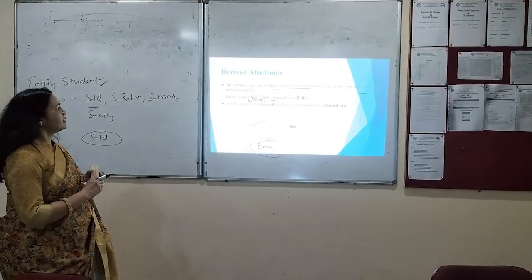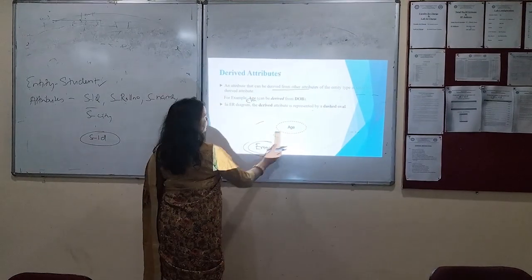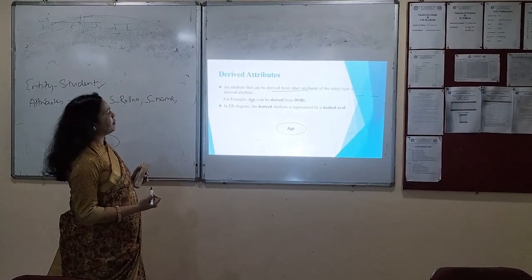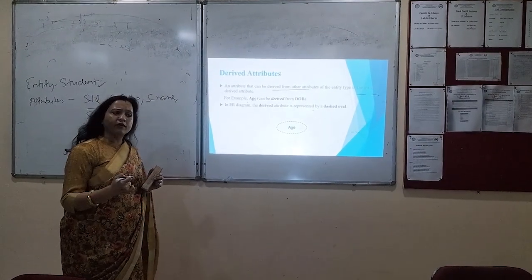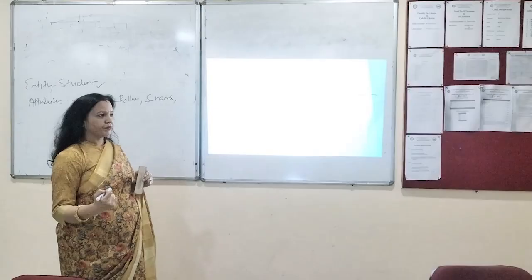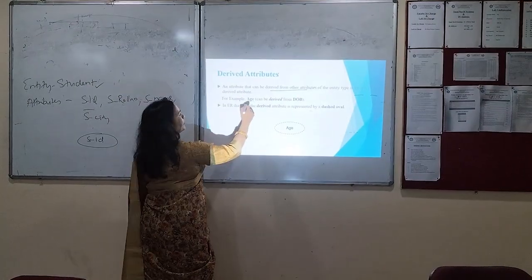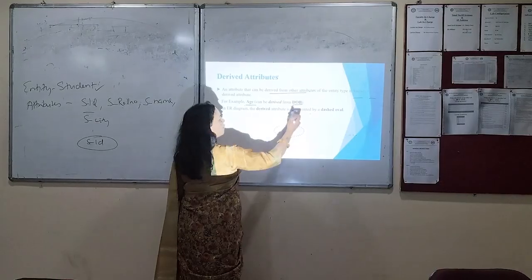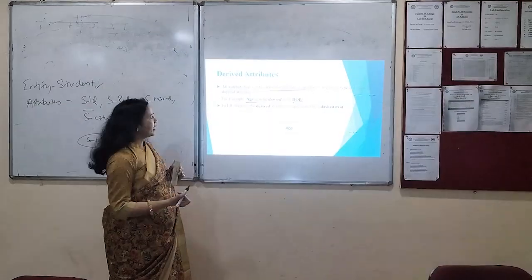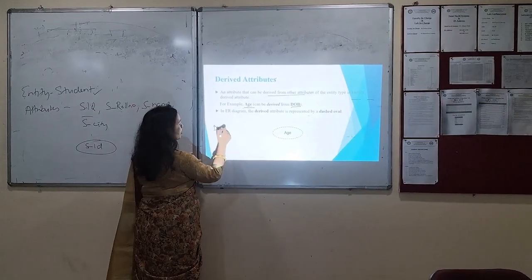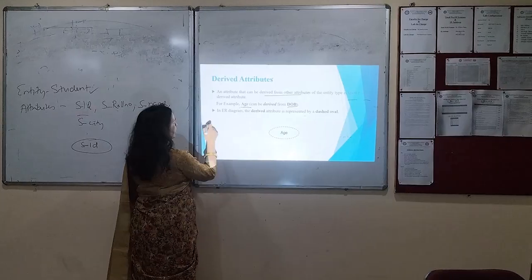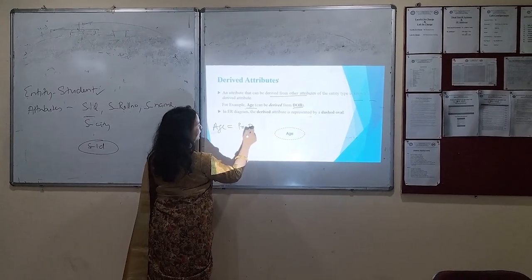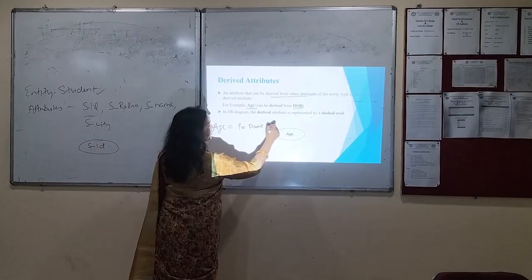Now next is the derived attribute. As the name suggests, a derived attribute is derived from other attributes that are present in the entity type. For example, we can deduce age if we are given the DOB of a person, right? How can we calculate the age? Age can be calculated by present date minus DOB, right?